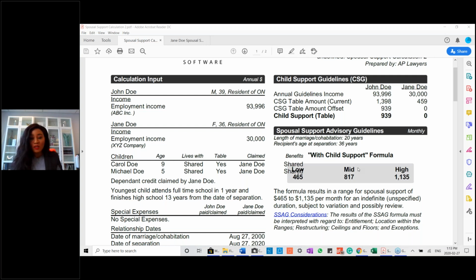to look at the factors and say, what's the basis of entitlement to this person's support? What are the factors for or against? And just decide which amount is more appropriate in the circumstances.